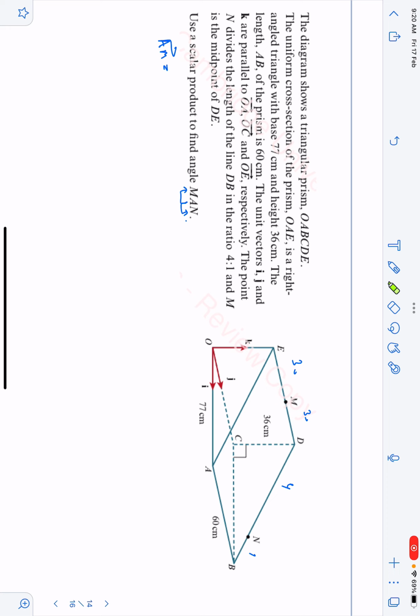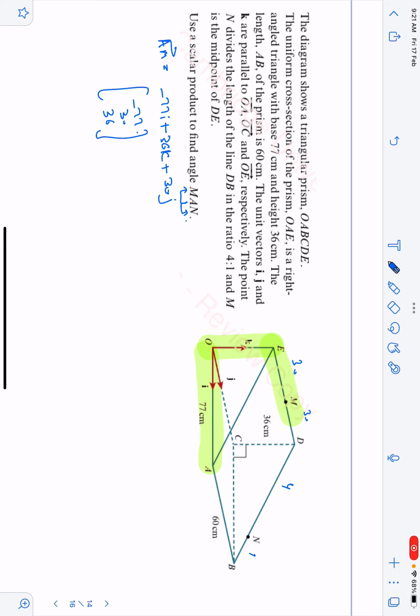if I want to go from A to M, the path which I would like to take is this plus this plus this. Okay, so let's do it. It's going to be minus 77i plus 36j plus 36j plus 36k plus 30j. Okay, so you can write it as minus 77, 30 and 36. I component first, then the j component, and then the k component always.